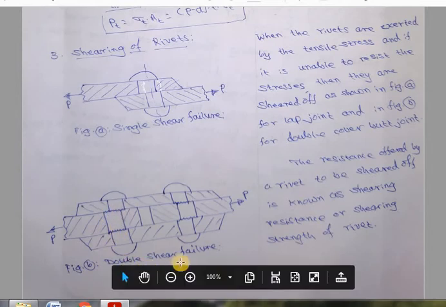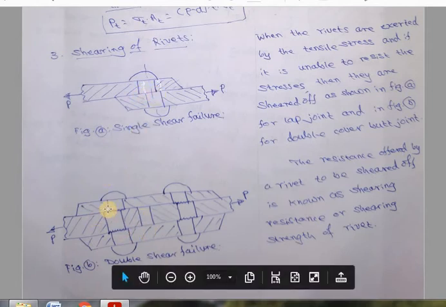This is what we call a double shear. So this happens for double cover riveted joints. Whenever we have double cover riveted joints, we have two planes of shear. Therefore, the area of shear failure: here I have one plane, so the area is 5/4 d square.